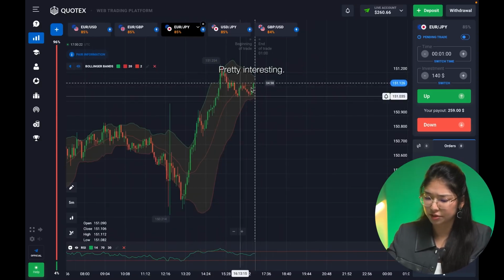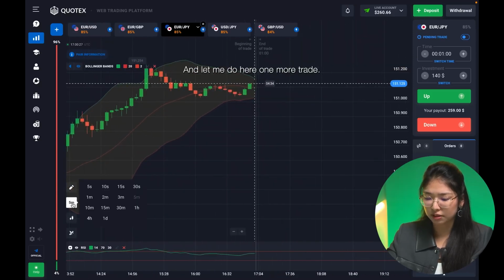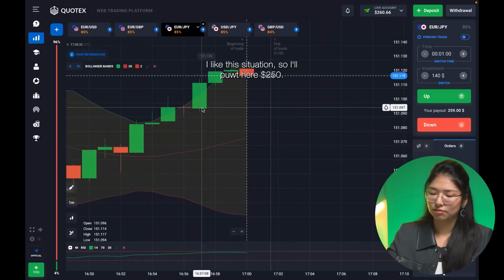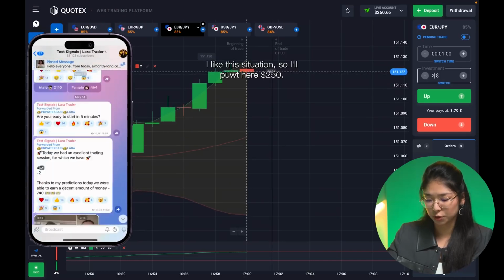So pretty interesting. I think we can keep trading here on 1 minute time frame, and let me do one more trade here. I like the situation. So I put here $250, I'm sorry.